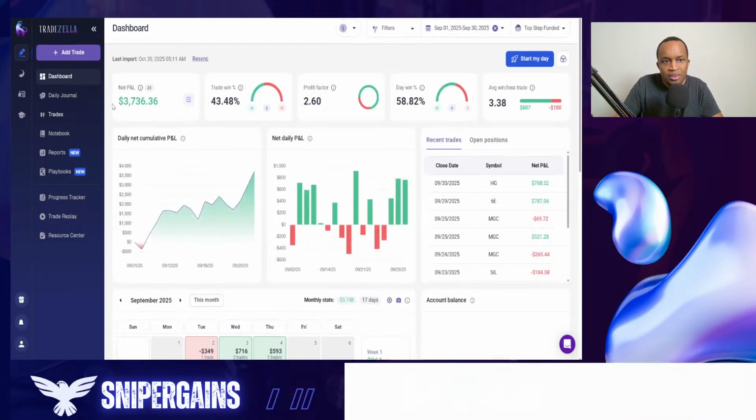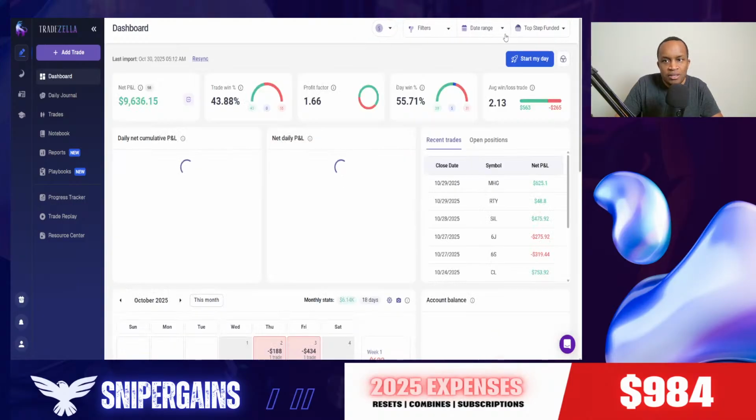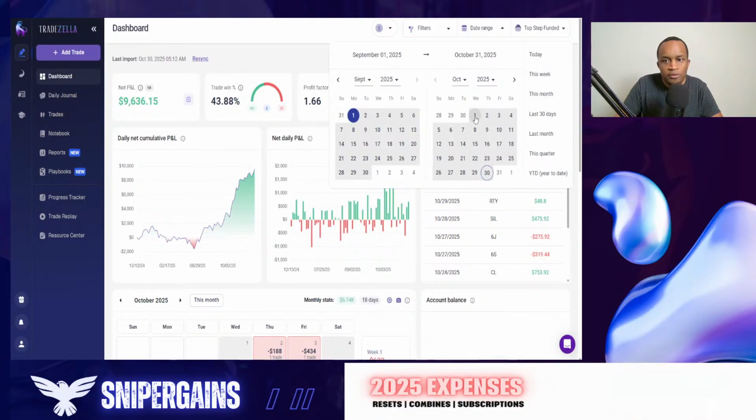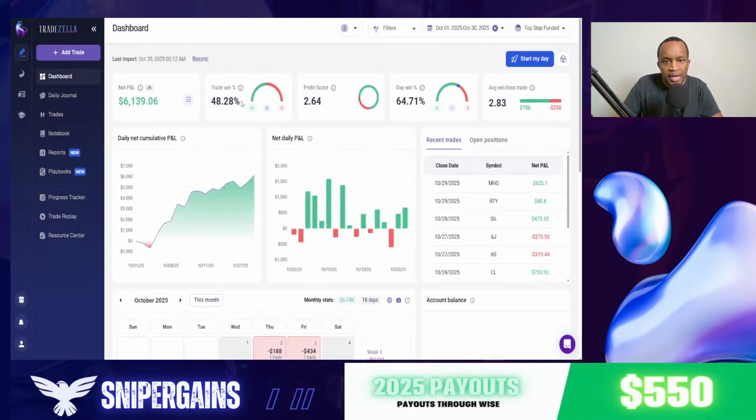I made about $3,736.36 with a win rate of only 43%. We were able to still get a profit factor of 2.6, but the daily win rate was about 58.82. Now, for this month, so far, we have bumped up the win rate to about 48.28, bumped up the profit factor a little bit to a 2.64.